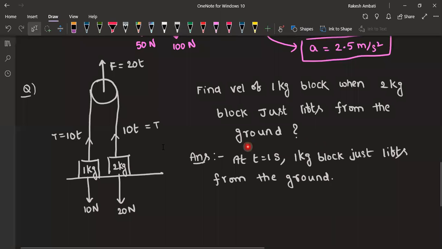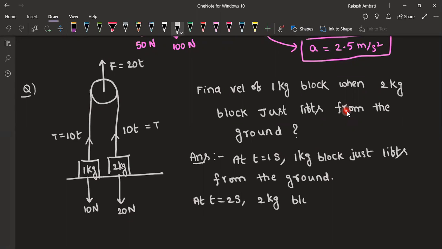Now you please answer. Now this 2 kg block, at what time does it just lift off? 2 seconds. Write down: at t equal to 2 seconds, the 2 kg block just lifts from the ground.